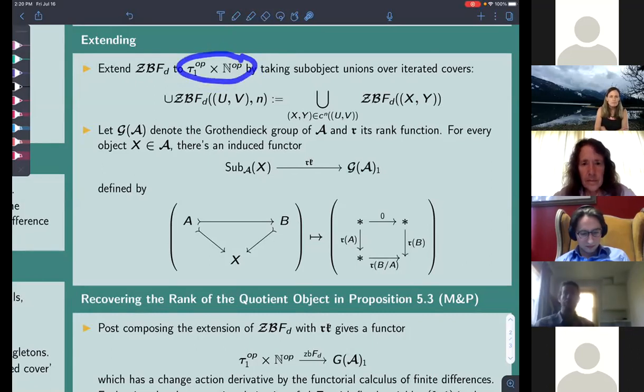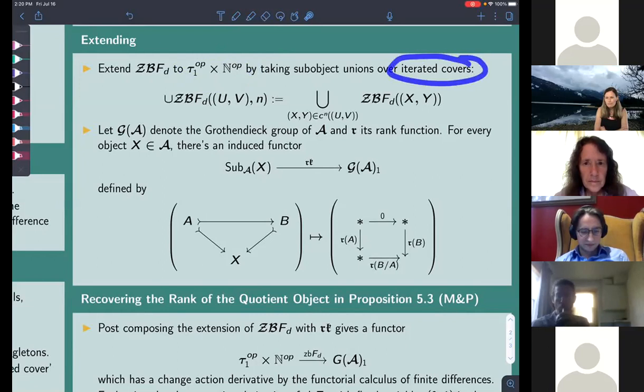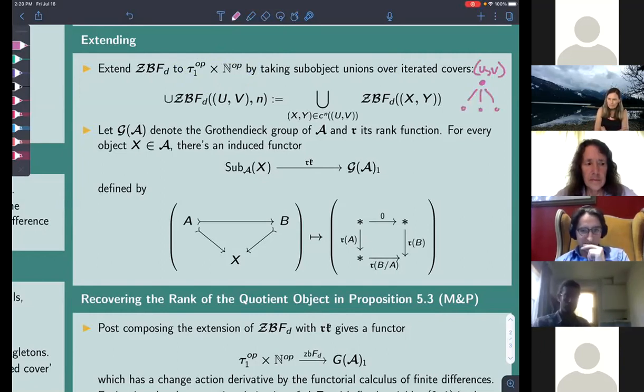this product here, where you're taking the arrow category of the open lattice times n op. And how you define this extension is you take the union of all the birth-death subobjects over all of the iterated covers. By iterated cover, I mean things that came before. So if this is UV, then the first iterated covers would be all the things that came just before. The second would be all the things that came just before those. So we're kind of going down the down set, but keeping track of how many steps we've taken.